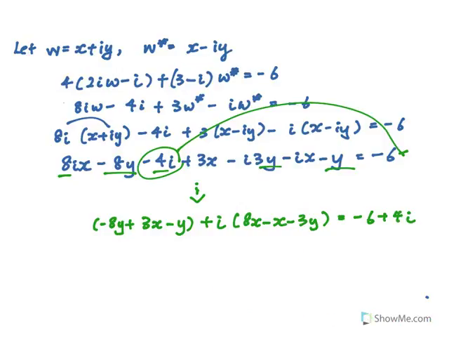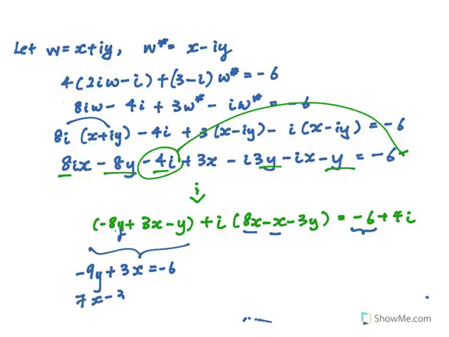From here what I can do is compare the real part and the imaginary part. Comparing the real part: −8y − y is −9y, plus 3x, equals negative 6, correct? This is the real part. Comparing the imaginary part: 8x − x is 7x, minus 3y. So 7x − 3y should be equal to 4.